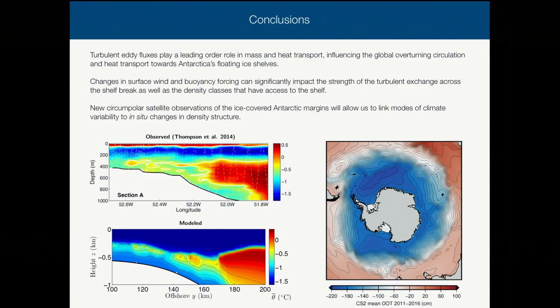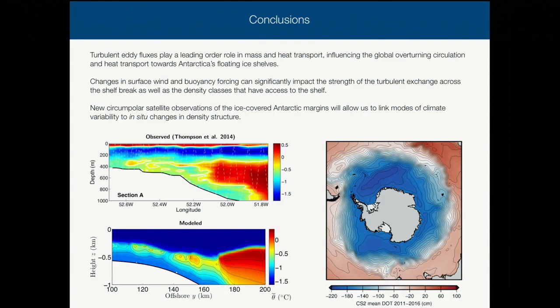I'm curious about the seasonal fluctuation in the along shore current. Does that mean you expect seasonal fluctuations in ice shelf melt as well? So increased heat transport depending on the season?